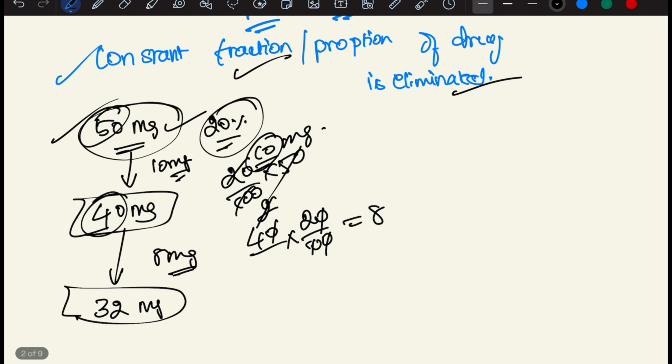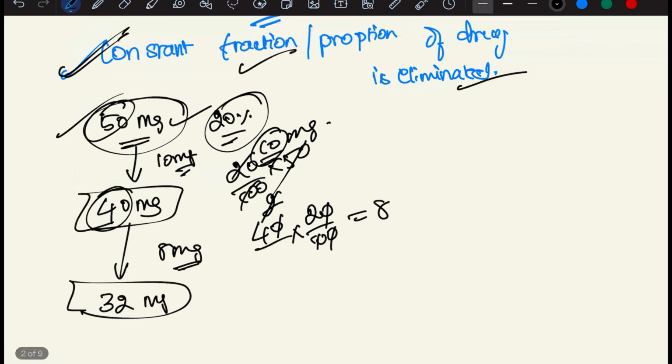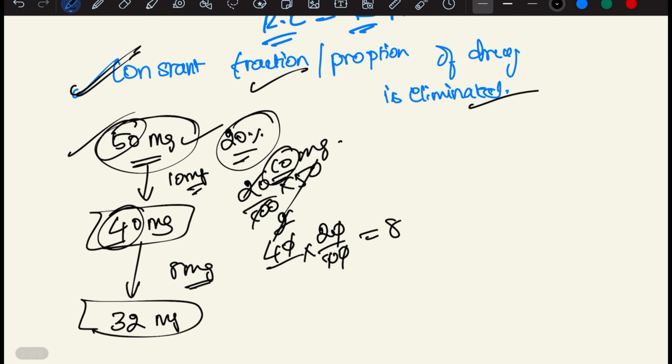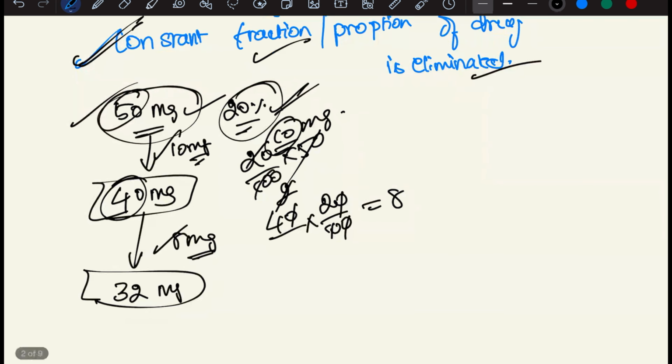What does this statement say? What is the actual meaning of the statement? This is the actual meaning: a constant proportion, only a constant proportion. Say if 20% is eliminated, the same 20% will be eliminated after every hour, but not the same amount of drug. The amount of drug differs. See, at the first hour, 10 milligram of the drug is eliminated. At the second hour, 8 milligram of the drug is eliminated.